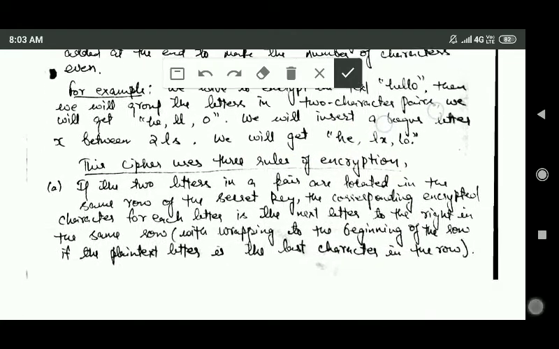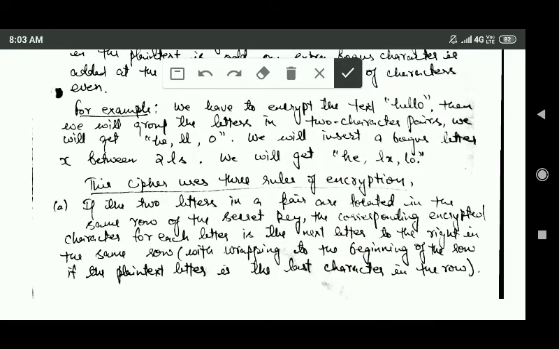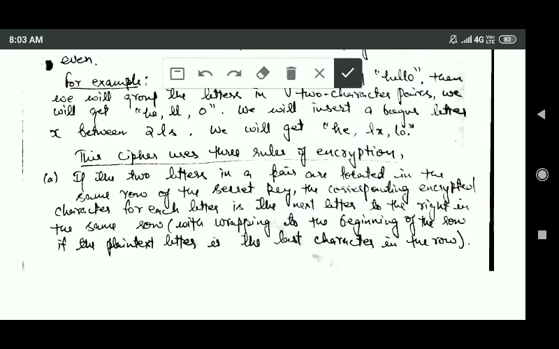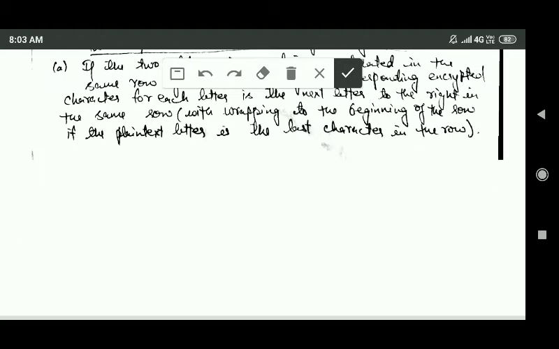So in this Playfair cipher, what happens? We have the pairs of two letters, right? Plain text is divided into groups, each of which is a pair of two letters. This cipher uses three rules of encryption. Now suppose the two letters in a pair are located in the same row in the secret key, then the corresponding encrypted character for each letter is the next letter to the right in the same row. It will be clear after this example.